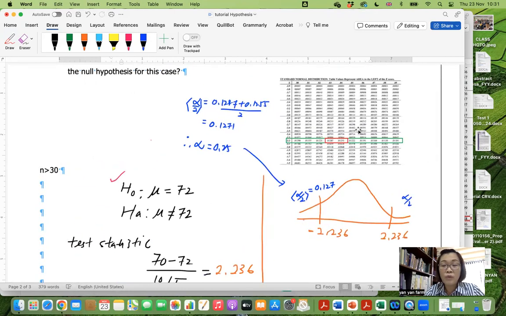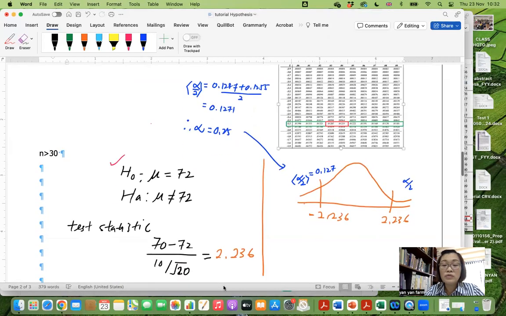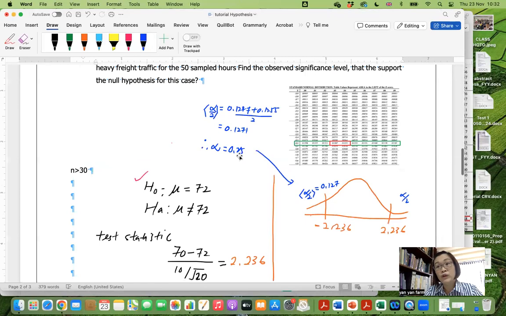The closest is 2.236. We can have negative and positive because it is two-tail, so we start with the negative side. And don't forget, this is alpha over 2 only. Therefore, if you want to find the significance level, you have to times 2. In this case, we have 0.25.